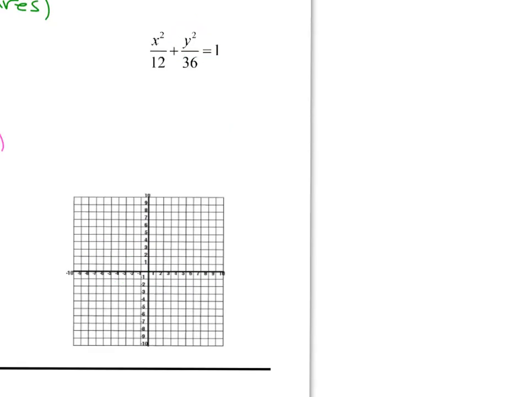For our second example, we have x squared over 12 plus y squared over 36 is equal to 1. Notice the bigger denominator is under the y squared this time. That makes this shape a vertical ellipse. So maybe a football that's standing end to end. Notice up above with x squared and y squared, our center would be 0, 0. That's one of our key features.